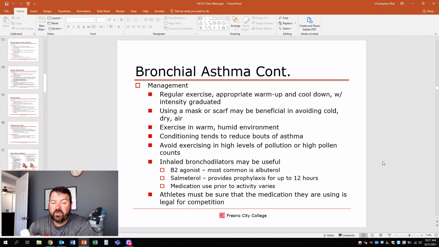Athletes, if you're competing, especially ones that get drug tested, make sure that the medication they're using is legal for competition. I don't know of the illegal ones, but there are always some factors. And if you do get drug tested, you do have to disclose that you're using an inhaler, which one, and so forth. There are some other prophylaxis treatments. They usually last about 12 hours. These could look like a regular inhaler, but they're not for emergency situations like albuterol is.